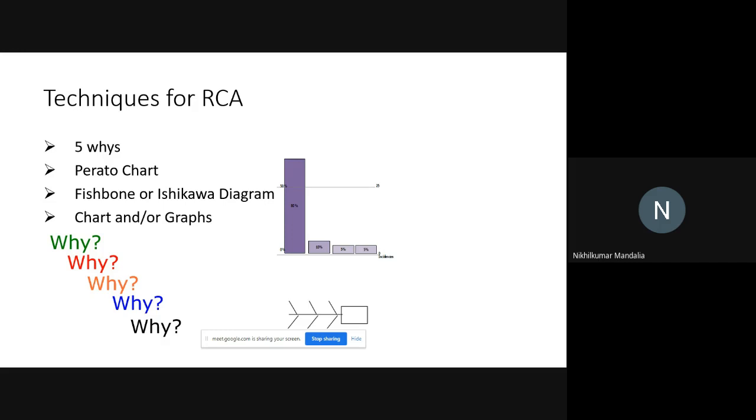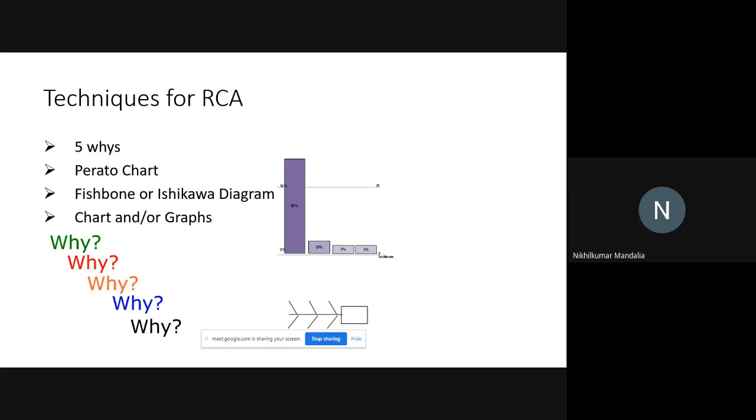The other thing is to identify the possible causes. We need to find out the major causes and the minor causes related to those major causes, and make a document for that. For that we need to make a pictorial diagram: the main issue is written at the fish head, and all the bones represent the causes. That's how this diagram is made, and that's why it is named fishbone. All the bones represent the causes of this particular problem.